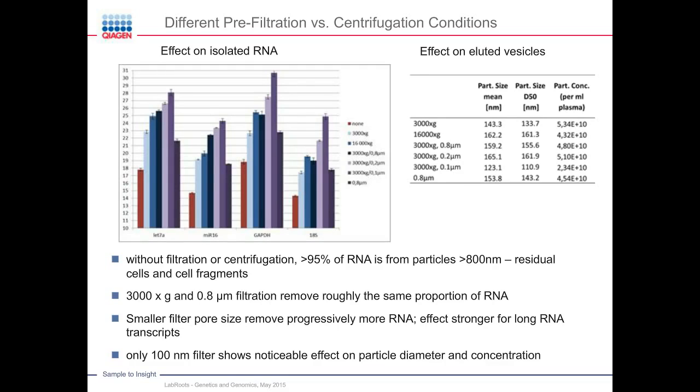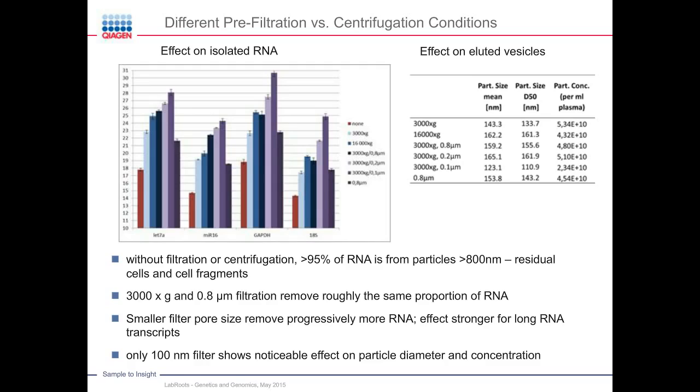Whereas when you centrifuge at 16,000 G for 15 minutes, you can see that we lose some of the RNA, indicating that we get rid of some of the larger vesicles already. And when we combine 3000 G and 800 nanometers, we lose a little bit more. This is the dark blue bar here in the middle. So I guess both treatments together remove a bit more than each one alone, even though they gave similar results by themselves.